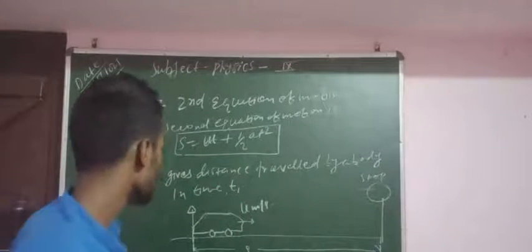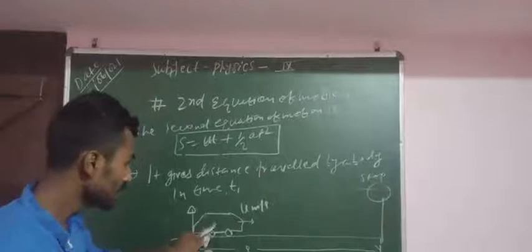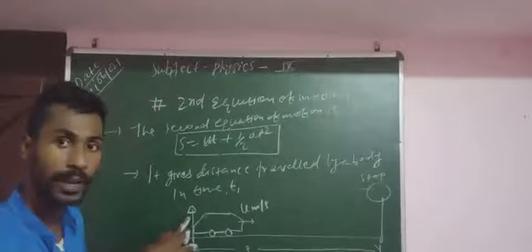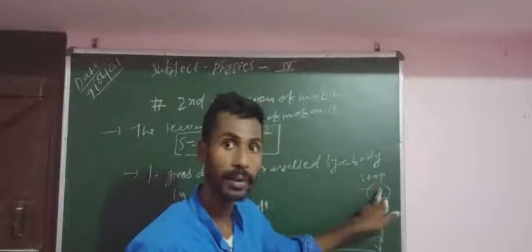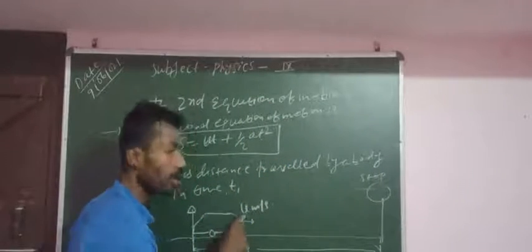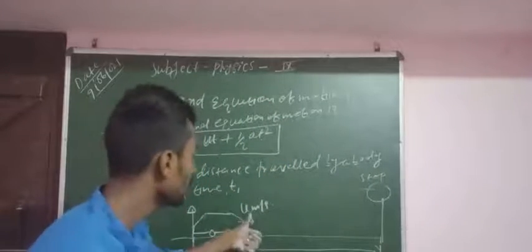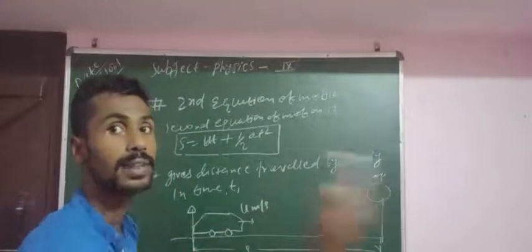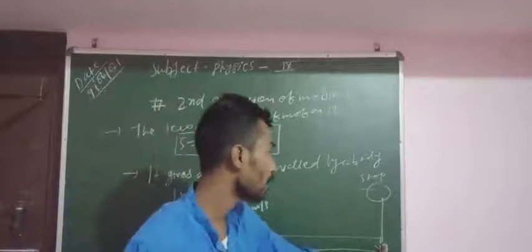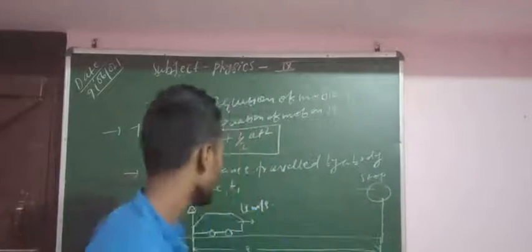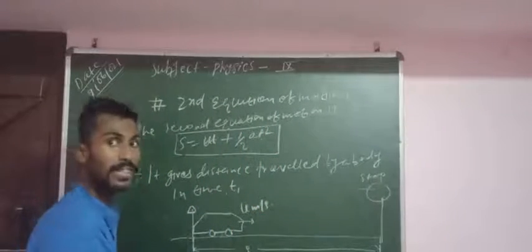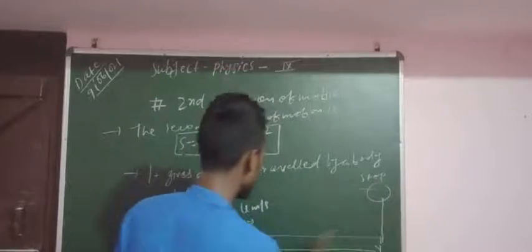Simply, initial position of the car is at point A and the final position of the car is point B, stop. That means the car is moving with initial velocity u meter per second towards east, to the second pole. Suppose that the distance between these two poles is s.